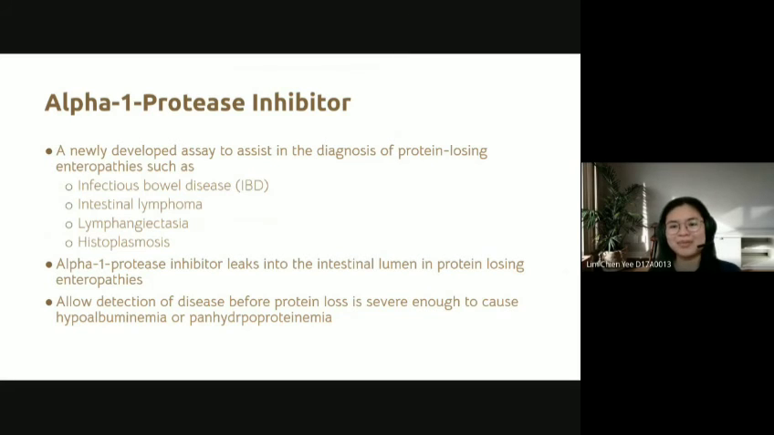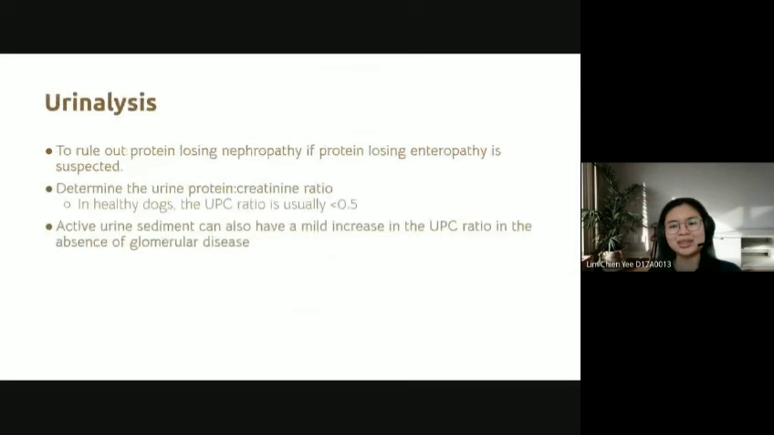hypoalbuminemia or panproteinemia. Last but not least, urinalysis can be carried out to rule out protein-losing nephropathy if protein-losing enteropathy is suspected. Urinalysis helps to determine the urine protein to creatinine ratio. In healthy dogs, the UPC ratio is usually less than 0.5. If the UPC level falls outside the normal range, it can be indicative of renal disease. However, we need to take note that active urine sediment can also cause a mild increase in the UPC ratio in the absence of glomerular disease.